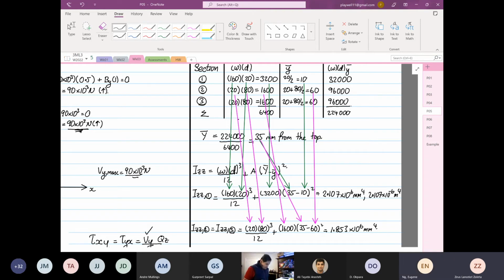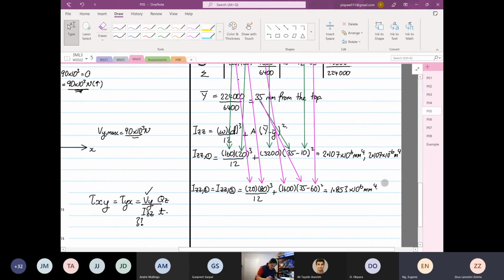Stavro, can you calculate again? I'll do mine again. IZZ1 was 160 multiplied by 20 to the power of 3 divided by 12 plus 3200 times (35 minus 10) squared. I get 2.107 times 10 to the power minus 6. So now you can calculate your IZZ.